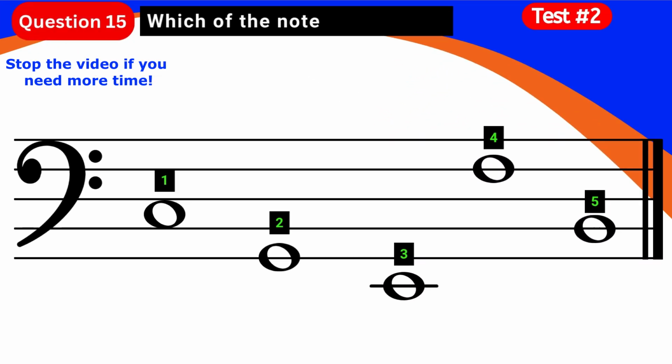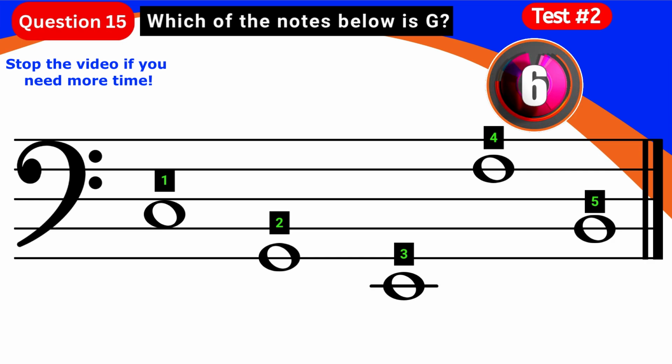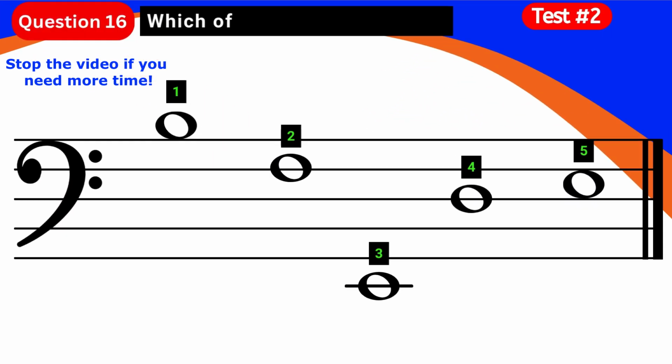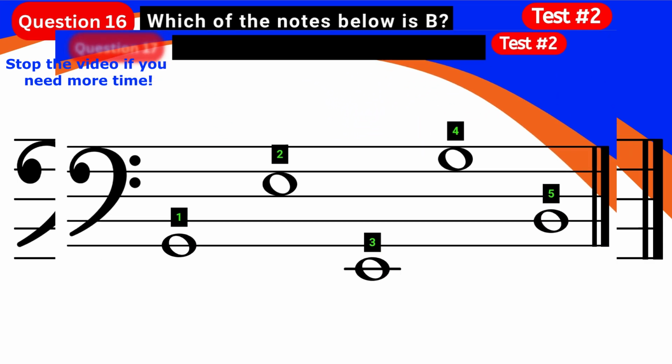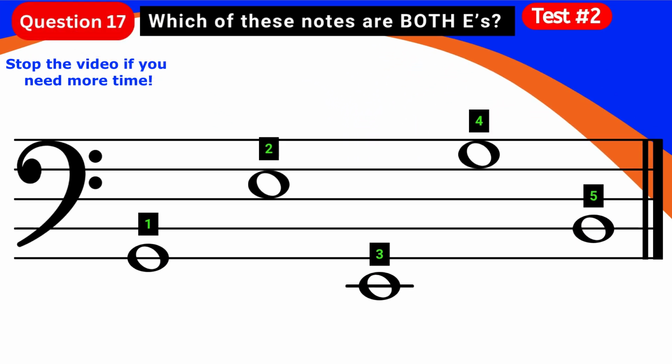Question 15. Which of the notes below is G? Number 1, 2, 3, 4, or 5? Question 16. Which of the notes below is B? Number 1, 2, 3, 4, or 5? Question 17. Which of these notes are both E's? Number 1, 2, 3, 4, or 5?